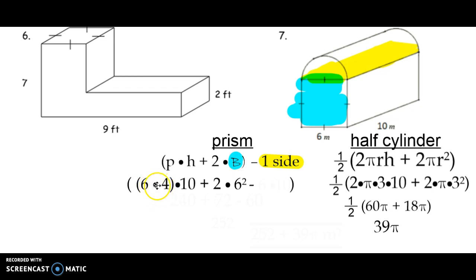The base is a square, so it's 6 plus 6 plus 6 plus 6 as my perimeter. The height was 10. Plus, I just carried the 2 down, and then the area of the base. Since that's a square, it's 6 times 6, or side squared. All right, so what is it that I need to subtract out of here? Well, I need to subtract out this rectangle. This is a 6, and this is a 10. So I need to subtract out 6 by 10. Put that into your calculator and see if you can get it to tell you the answer is 252.